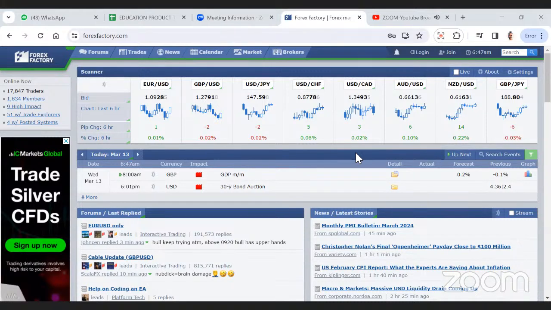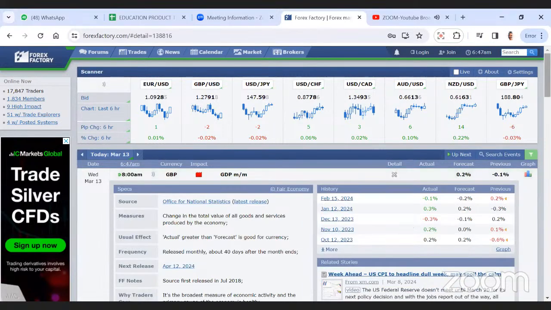So we don't have much fundamental event today, just two. We have one by 8 o'clock, which is roughly 40 minutes or 43 minutes from now. And that is the GDP, gross domestic product. Now, GDP is one of the major economic indicators in the forex market. So we'll quickly look at the details so that we know what it's all about.